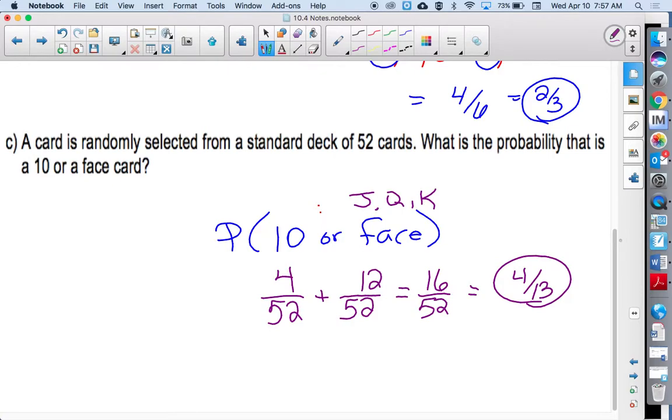Any questions with those 3? So that one was considered mutually exclusive. Part A was considered mutually exclusive. One event didn't overlap with the second. They didn't share a part that they had in common. Questions?